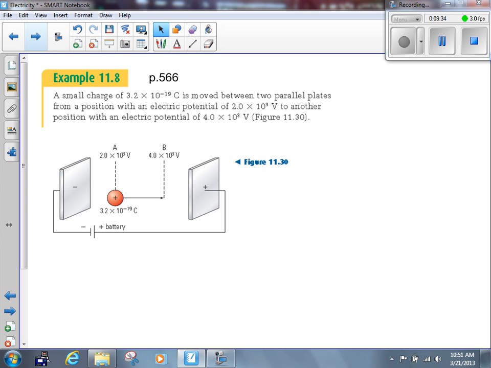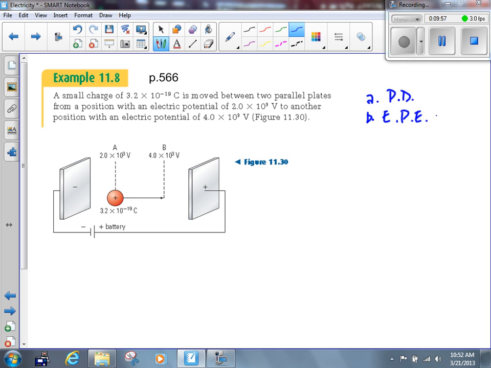I must have only copied over part of the question. Somebody want to real quickly just check the book on 566 and see what we're actually being asked for this question, please? Thank you, Joel. We're looking for two things here. In question A, we're looking for the potential difference. And in question B, we're looking for the electric potential energy gained, in joules and in electron volts.